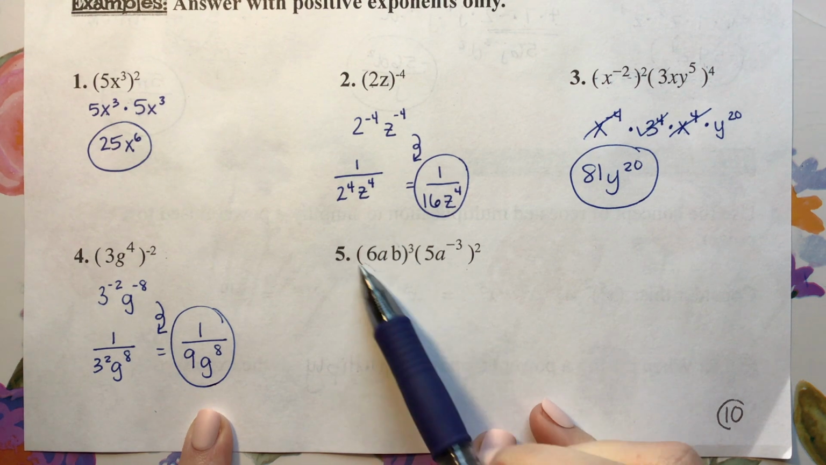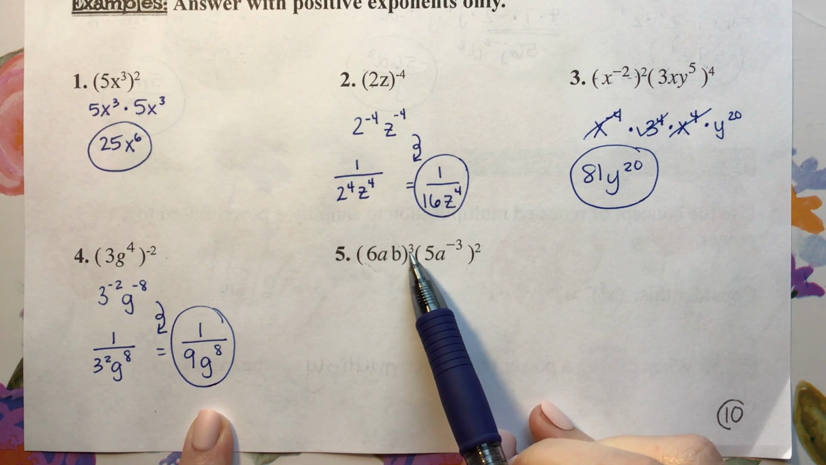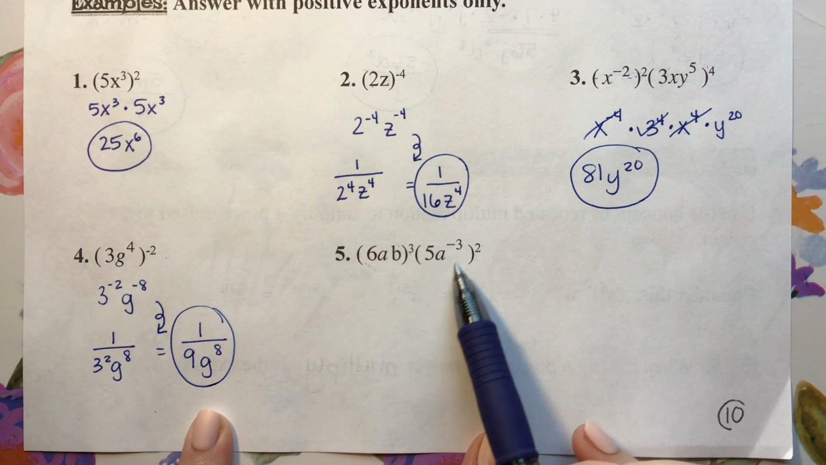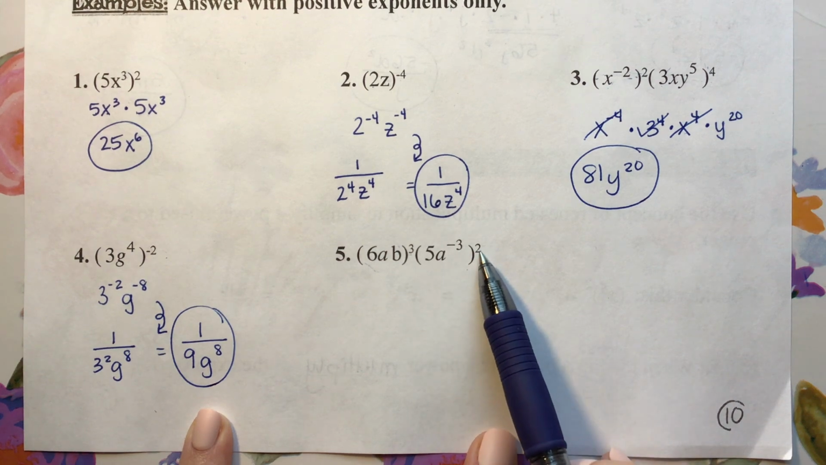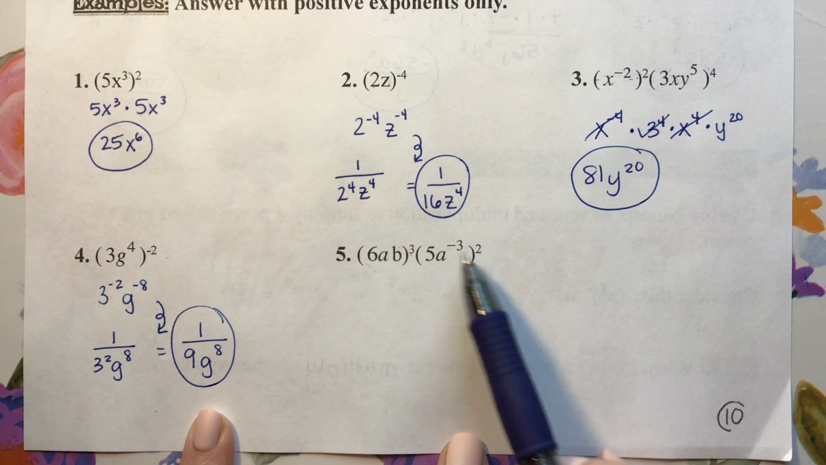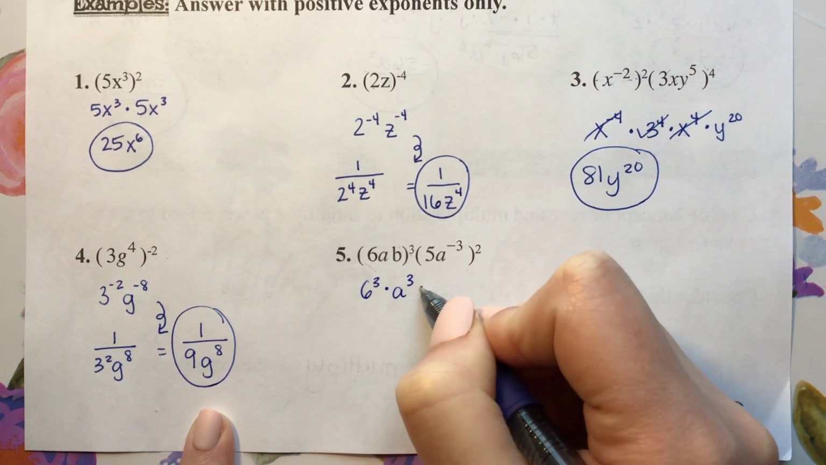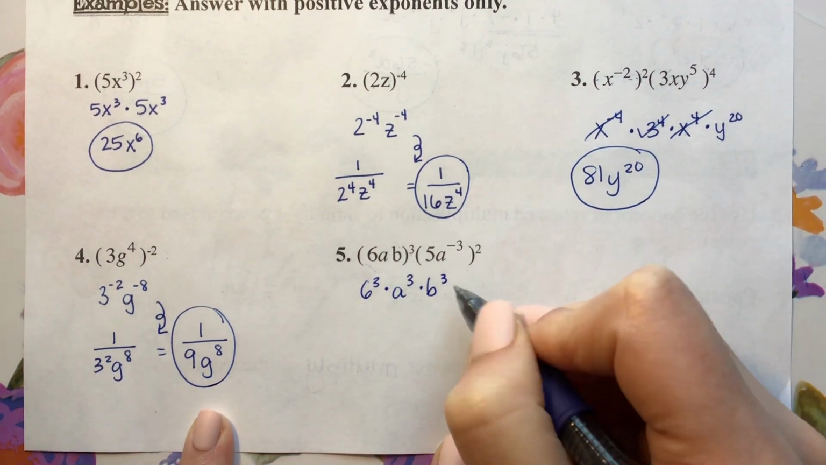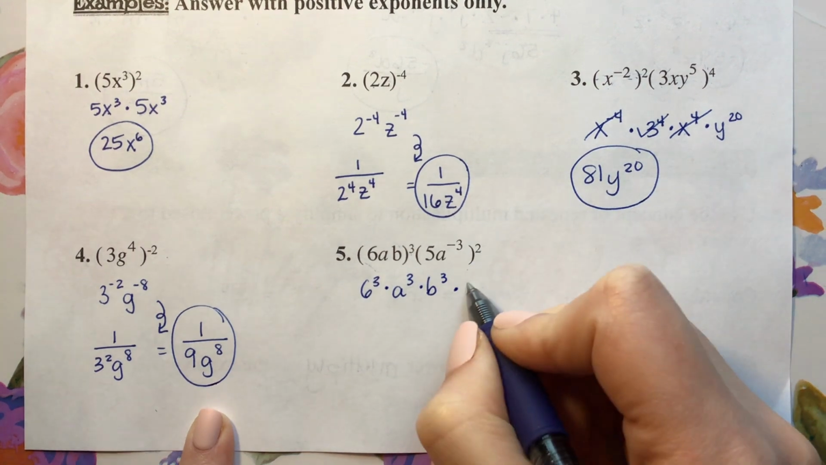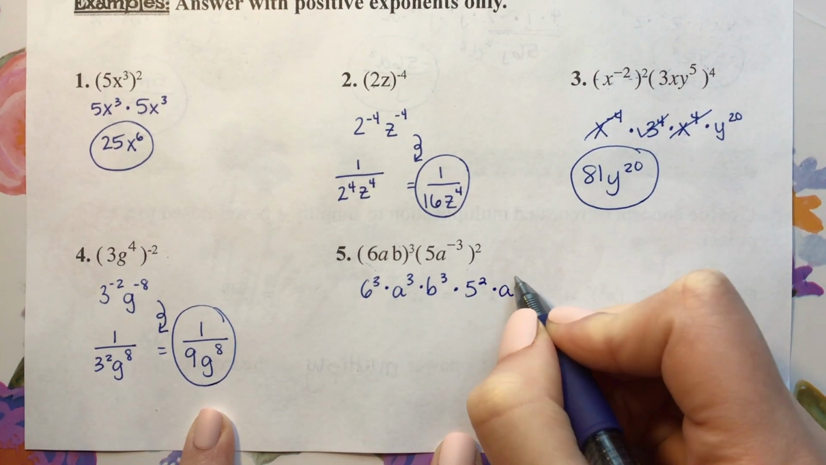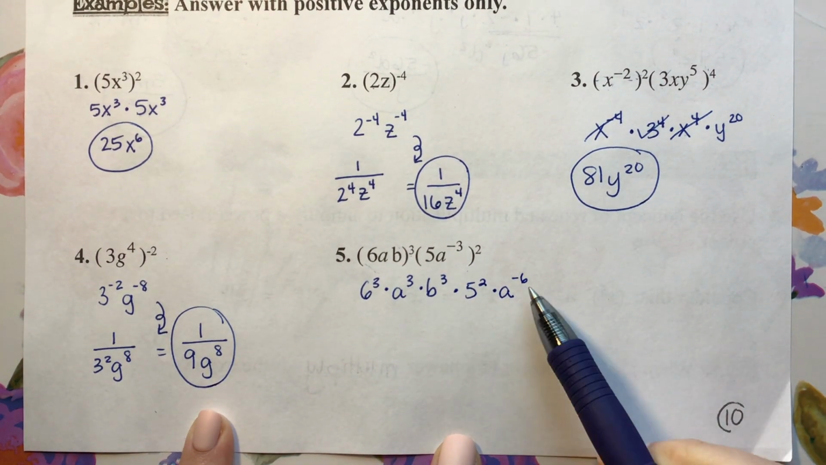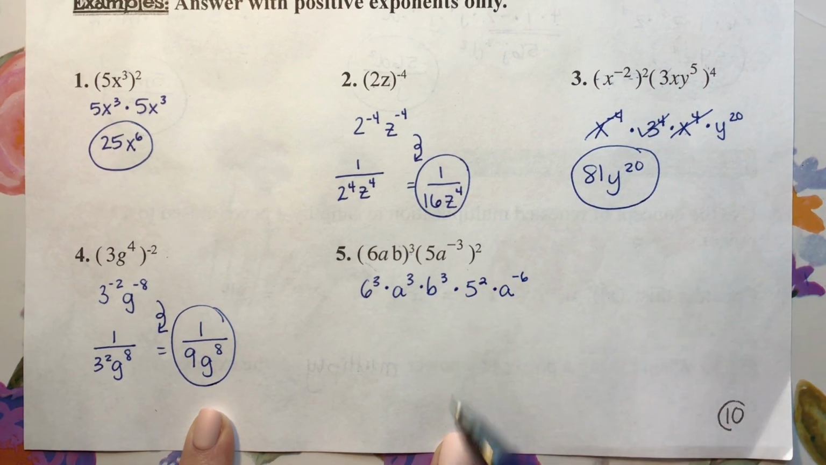Only this first expression is being raised to the power of 3, while this second part of the expression is being raised to the power of 2. So this first part becomes 6 to the 3rd times a to the 3rd times b to the 3rd. And then the second part is becoming 5 to the 2nd times a to the negative 6th. I got negative 6 by taking 2 times negative 3.